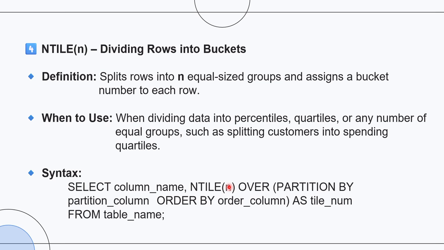Now the last function is the ntile function. Ntile divides the result set into a specified number of equal-sized groups or buckets. For example, NTILE 4 will divide the data into 4 quartiles, making it useful for customer segmentation, grading systems, and percentile analysis.